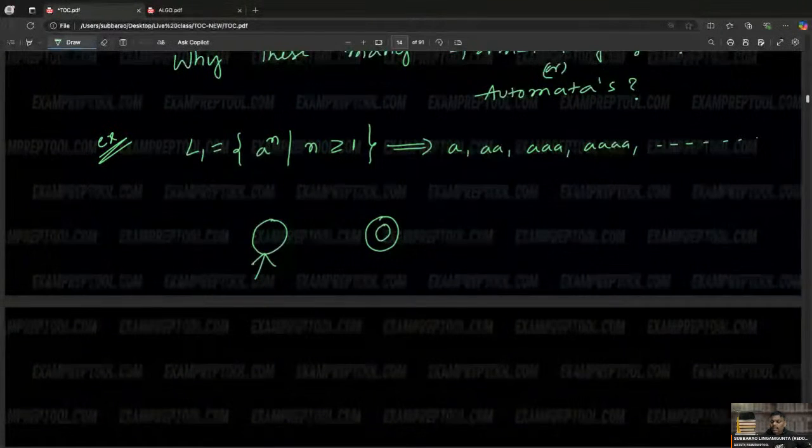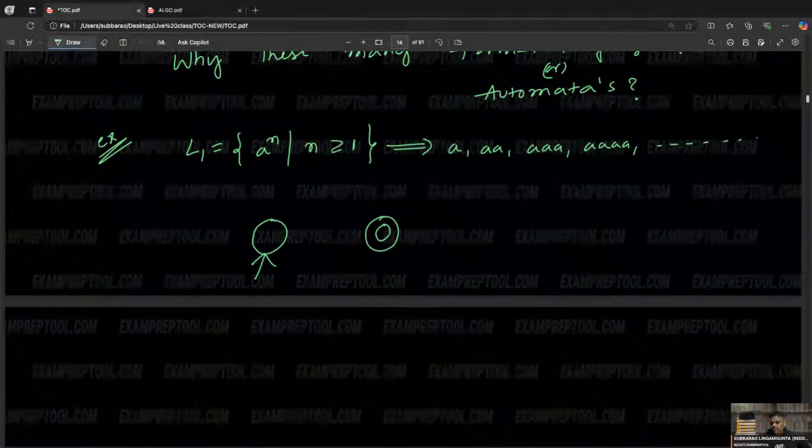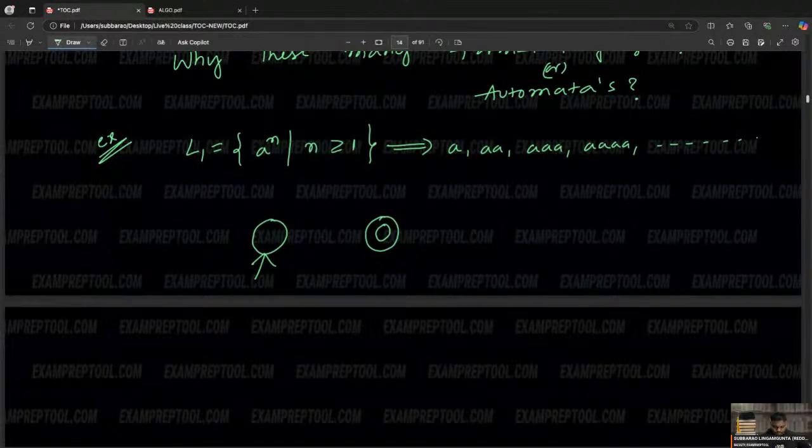Automata is nothing but a collection of states. Every state we will represent in the form of a circle. So I show the starting state. Every machine has a starting point. If you open the computer, there is a starting point. You have to log in.